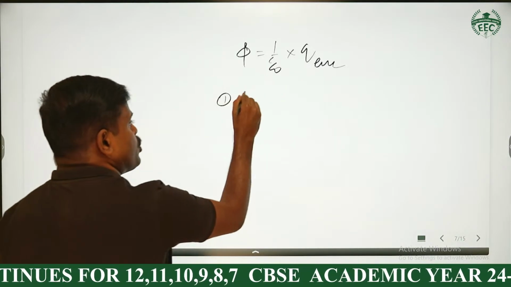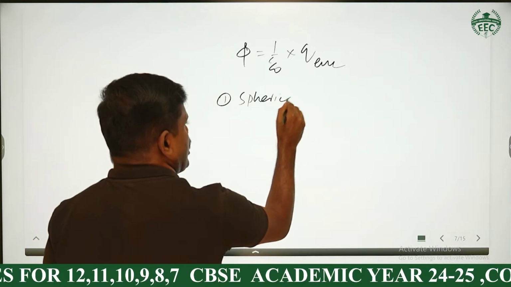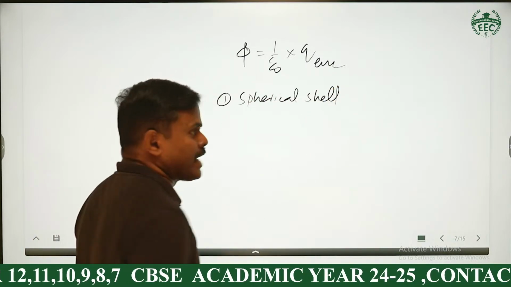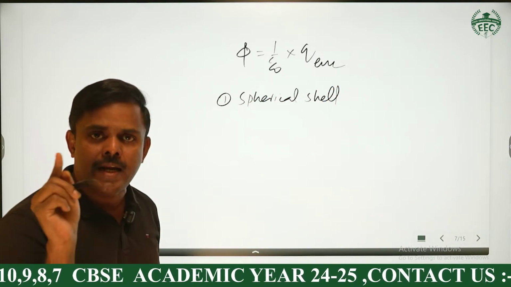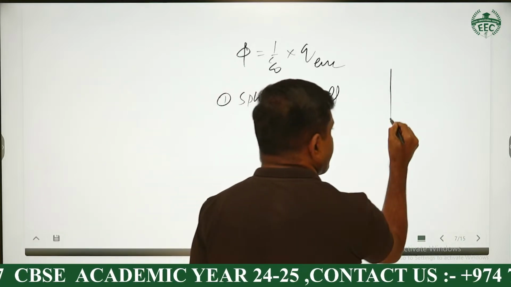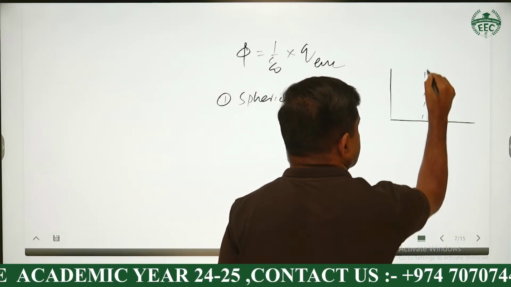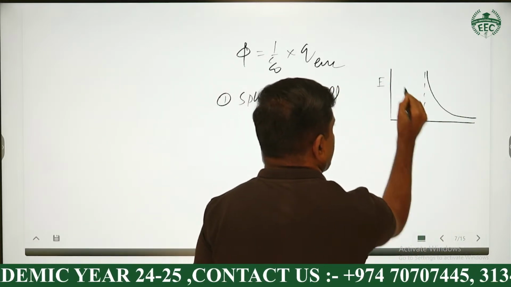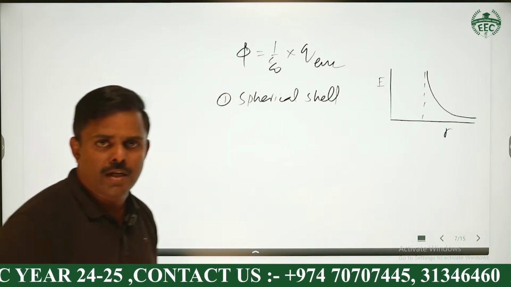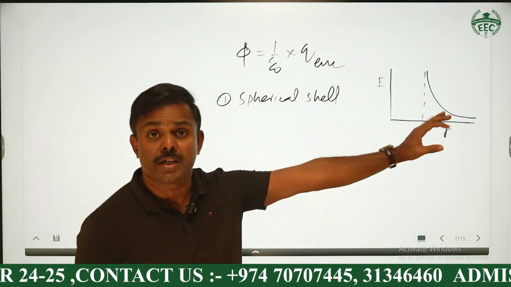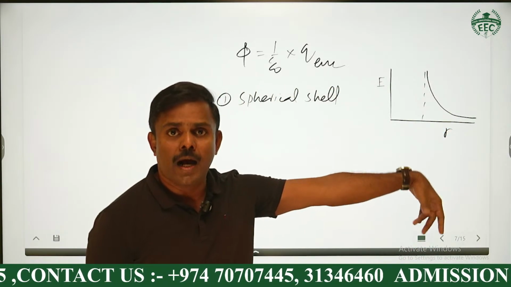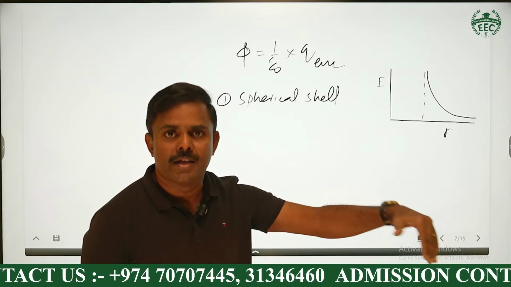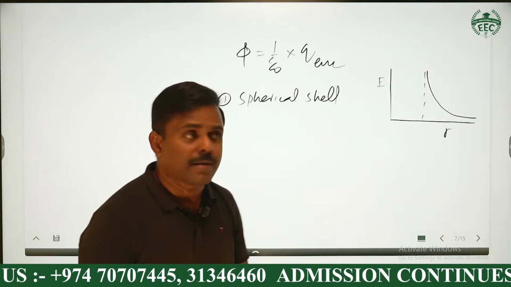Number 1, electric field due to a spherical shell: outside, inside and on the surface. The graph is very important. This is how you draw the graph. Inside, the electric field is 0. Outside, it is kq by small r square, and on the surface, kq by capital R square.